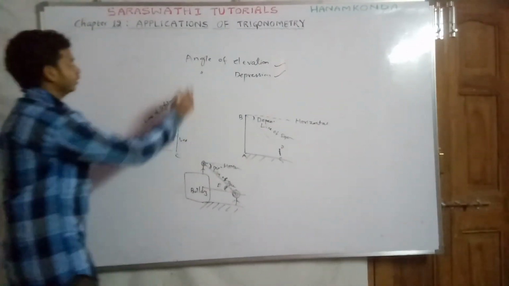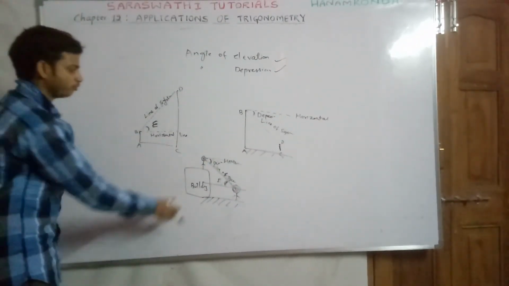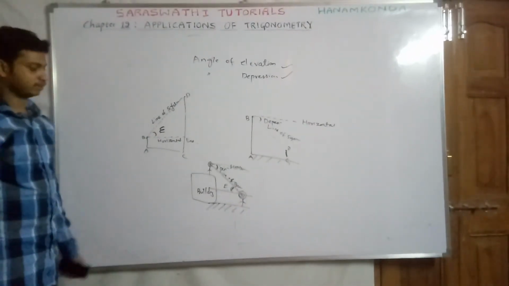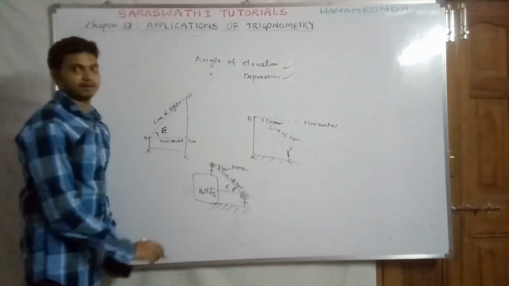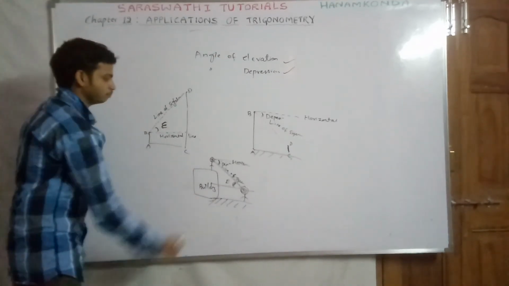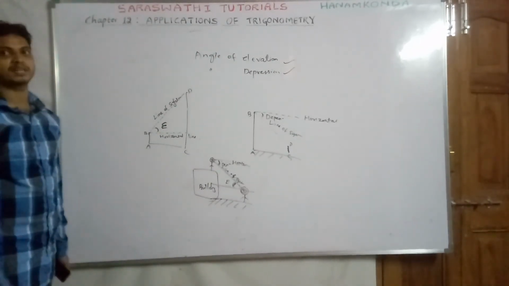Here we are applying the trigonometric concept to find the height of a building, the height of a pole, the distance traveled by a person, etc. For all these purposes we are using the basic concept of trigonometry. So this is the basic regarding this chapter.